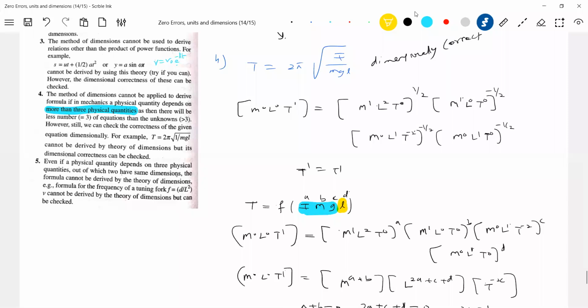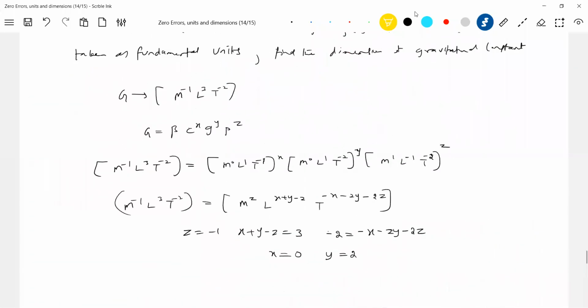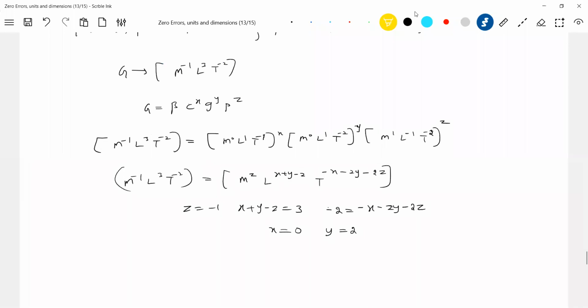Can be derived by theory of dimensions here. So these are some problems that we have. So these are some limitations of the dimensions. Some of what I gave are very important for you. Problems of this kind are very important.